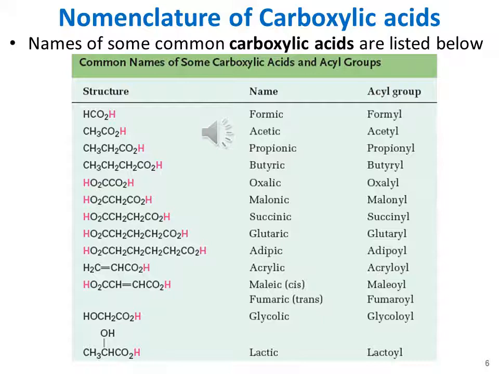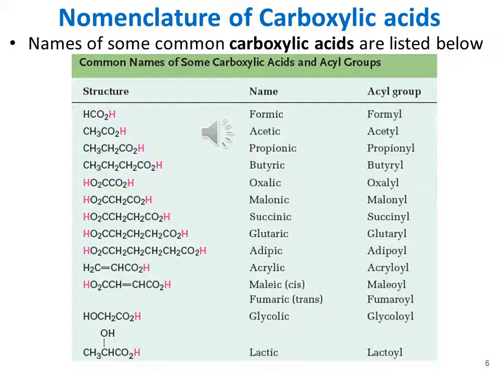For example, the first one is formic acid. When it loses its hydrogen atom, the resulting anion is called the formyl. The next one is acetic acid. When acetic acid loses a proton, the remaining carboxylate anion is called the acetyl. Similarly, the next one is propanoic acid, also called propionic acid. Propionic acid is the common name, whereas propanoic acid is its IUPAC name. When propanoic acid loses one proton, the remaining anion is called the propionyl anion.